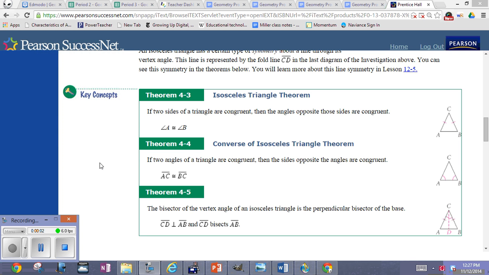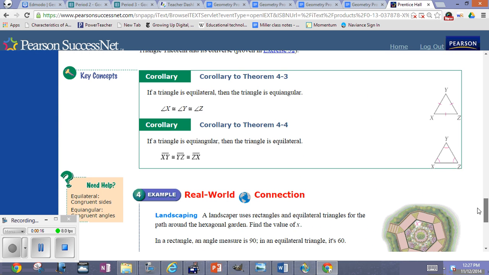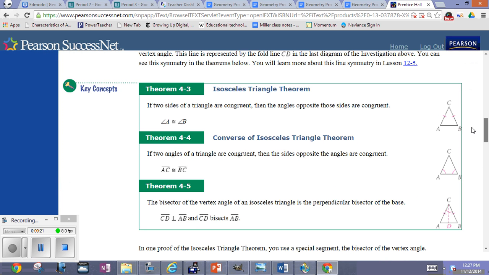Okay, guys, for this assignment number 14, I want you to do some sketches to illustrate these theorems 4.3, 4.4, 4.5, and corollaries to those right here. Corollary to 4.3, corollary to 4.4, okay? And we went over those in class, of course. They state that, as you can read there. You have them in your book. You want to do some sketches.